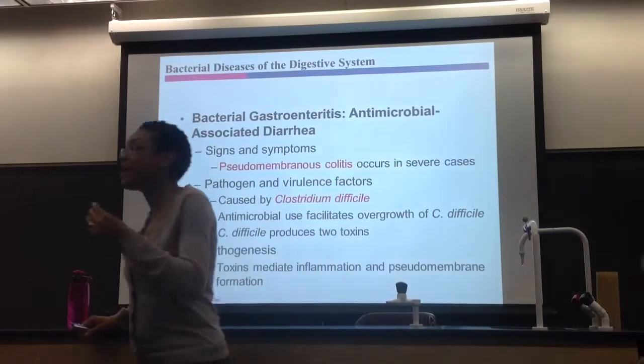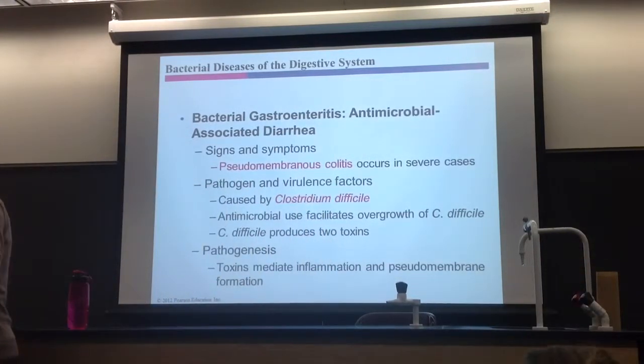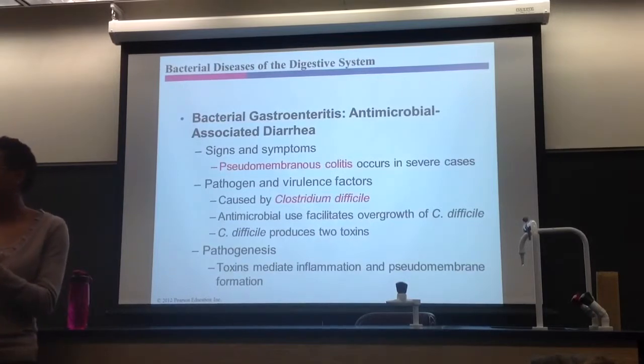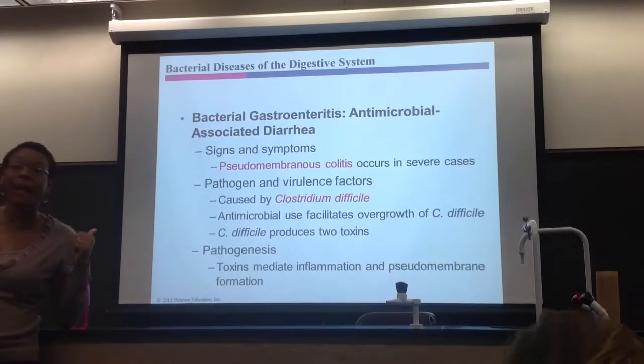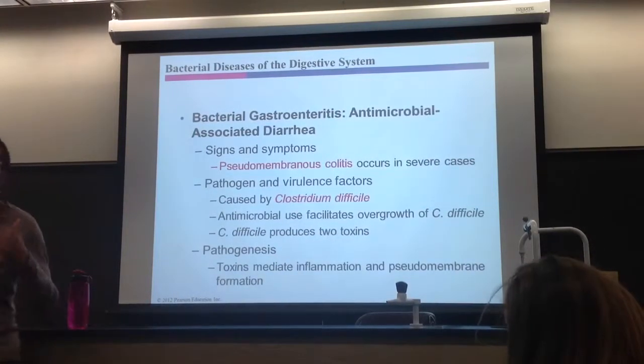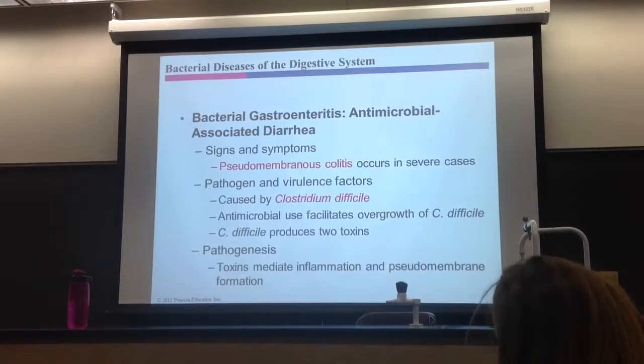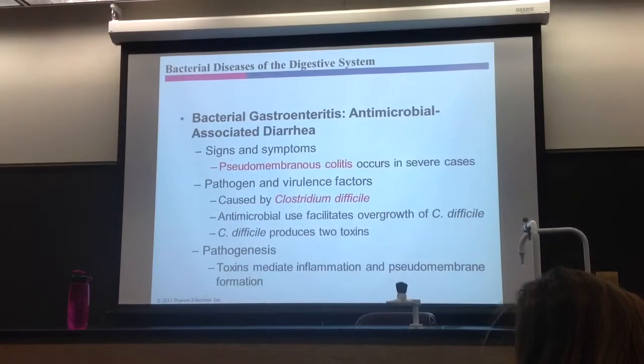But toxin B causes cell death, almost like Shiga toxin. So that's why this guy is really bad. You got all these cells dying in your colon, for example. Those dead cells with connective tissue kind of fuse together, and I'll show you a picture. It makes a pseudomembrane. Make sense so far? So, pseudomembranous colitis, it is bad.